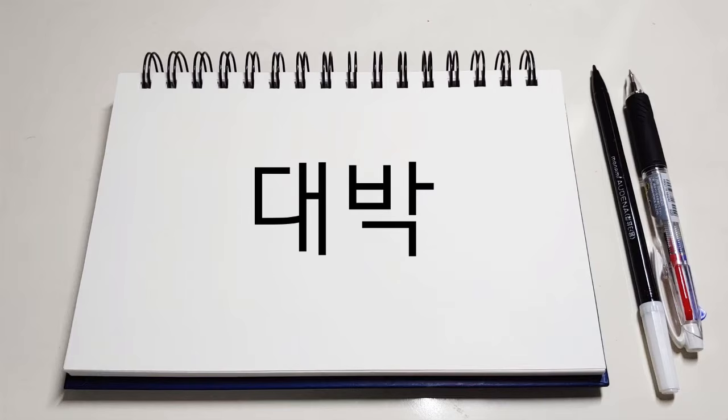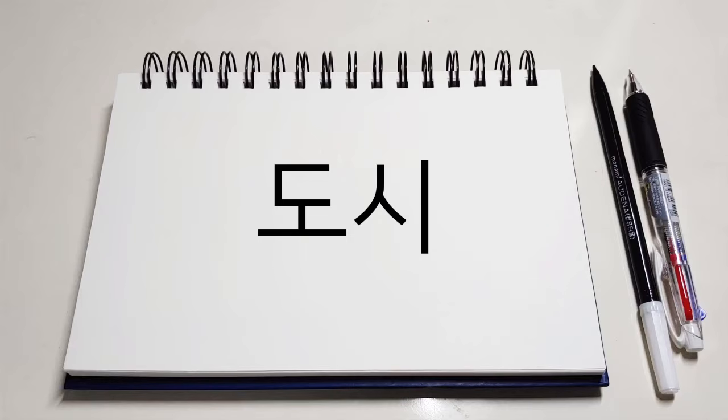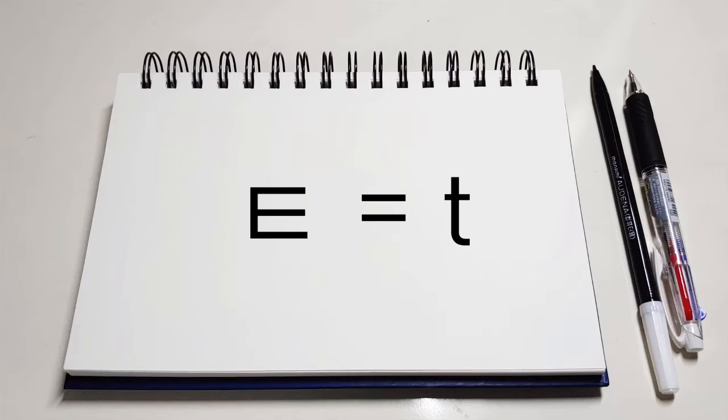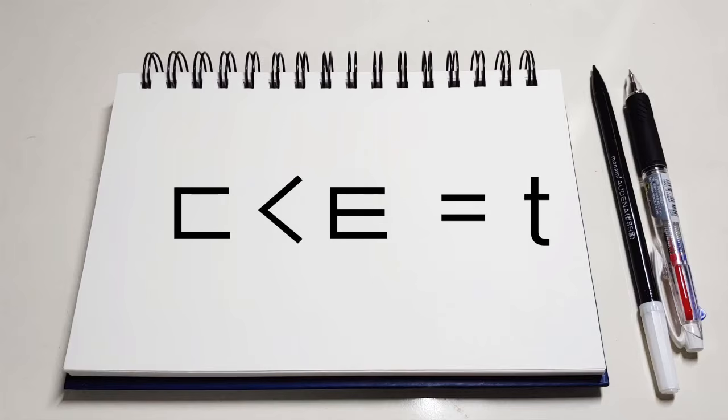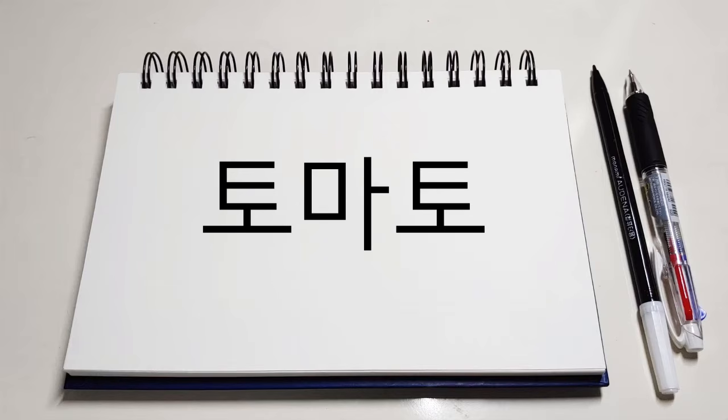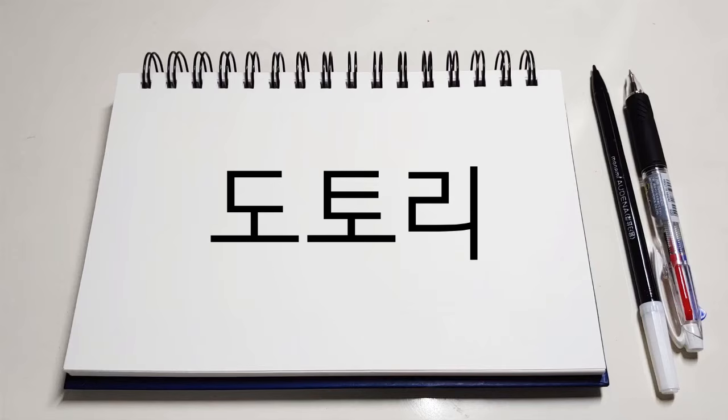달, 대박, 도시. And Korean T is similar to the English T sound. It's completely aspirated, so you should put more air than D. 트럭, 타조, 토마토, 도토리. So compared to 도, when pronouncing 토, there's a lot more air coming out of your mouth, right?